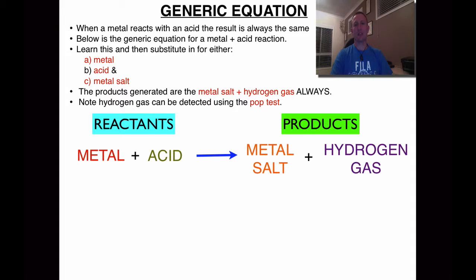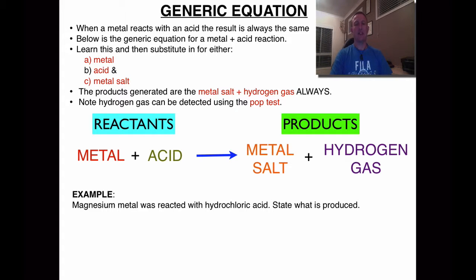So how do we use this in an example? Well, here's an example we've got for you here. We've got magnesium metal, which is reacted with hydrochloric acid. And from this, we've got to deduce what is likely to happen. All we have to do is to substitute into the generic equation. So what is the metal? Well, the metal is magnesium. What is the acid? Well, the acid is hydrochloric acid.